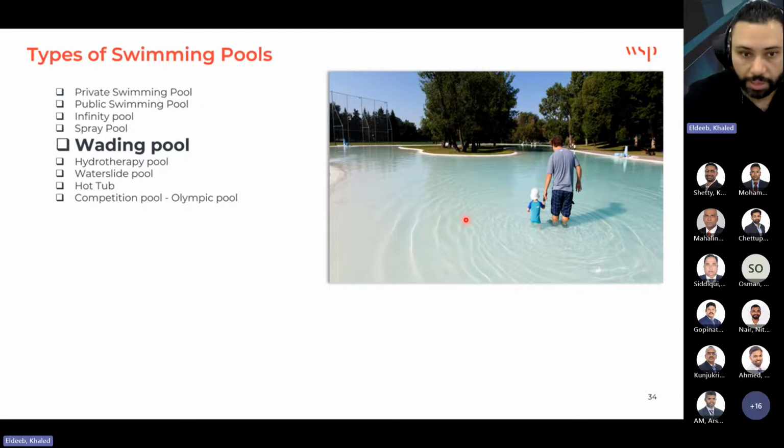No, this is wrong. Such type of pools needs more filtration, because with children, you cannot expect their actions. They can urinate, they can do anything wrong. So the filtration rate for this one, the turnover, will be much higher than the other pools. So we have to segregate. It has to be a separate system, completely separate. Because in some designs I see, the designer mixes the private pool with the children pool. Consider this like a children pool.